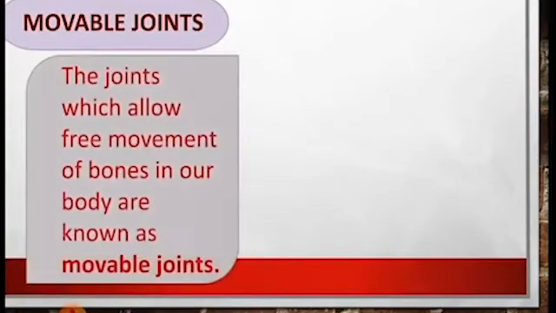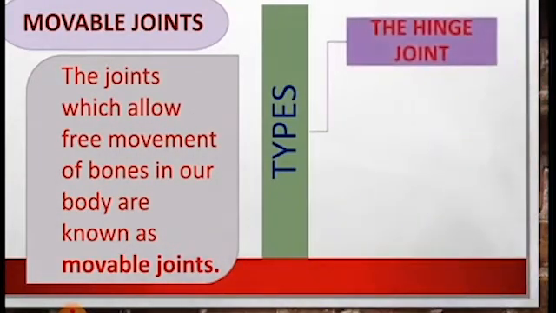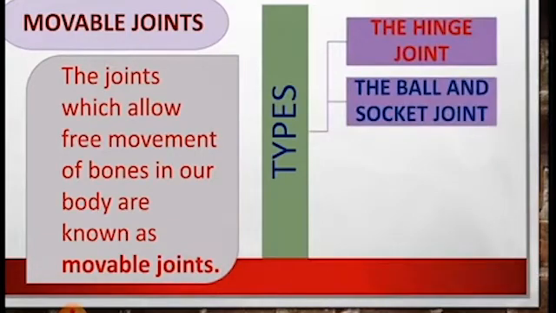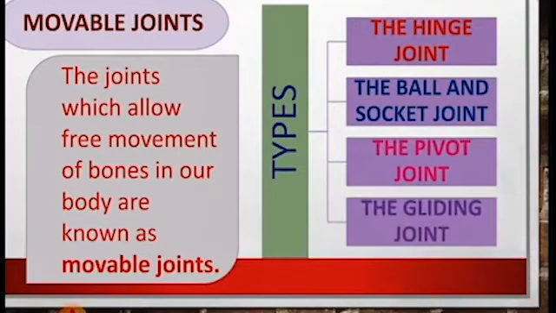Movable joints. Most joints present in our body allow free movement of bones. Such joints are known as movable joints. The bones at the joints move smoothly because of a fluid which acts like a lubricant. There are 4 types of movable joints in our body: the hinge joint, the ball and socket joint, the pivot joint, and the gliding joint.